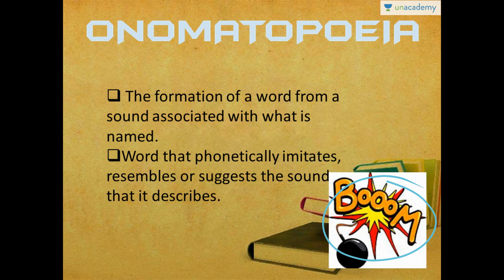By reading the word boom, even if we had no picture of the bomb here, we could understand that there has been some blast or explosion. So just by reading the word boom, we could understand the meaning the writer was trying to convey. So this is what onomatopoeia is: the formation of a word from the sound associated with what is named. The word that phonetically imitates, resembles or suggests the sound that it describes.